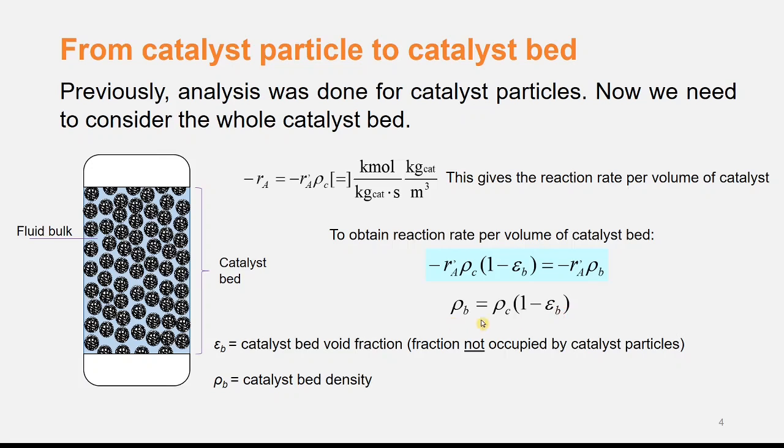Using these definitions, we can now define the rate of reaction per volume of bed, which is negative RA prime times the bed density, and that is equal to negative RA prime times the catalyst density times 1 minus the bed voidage.